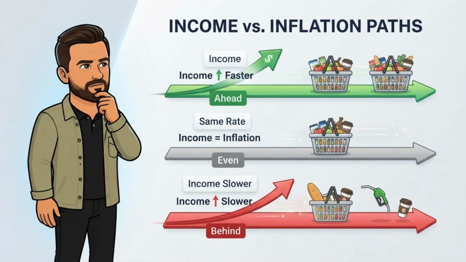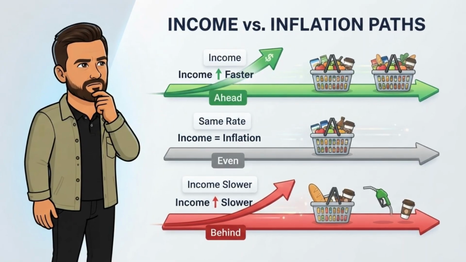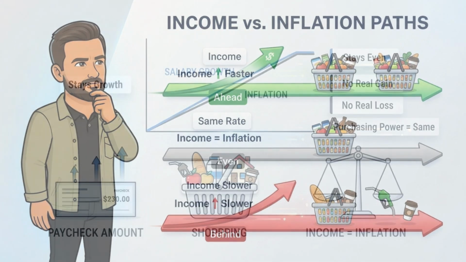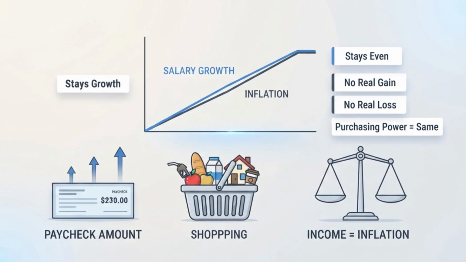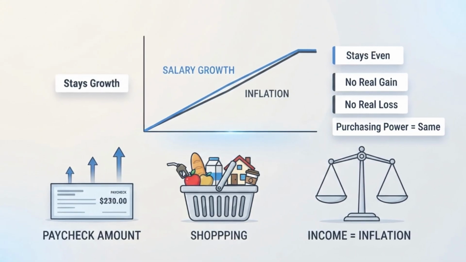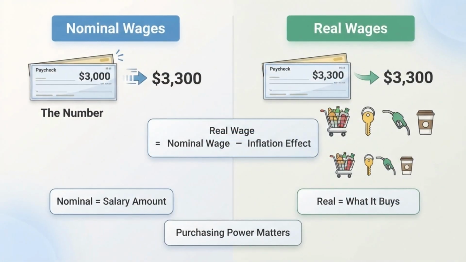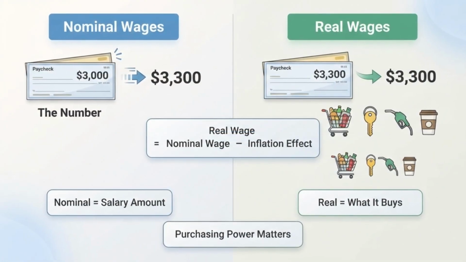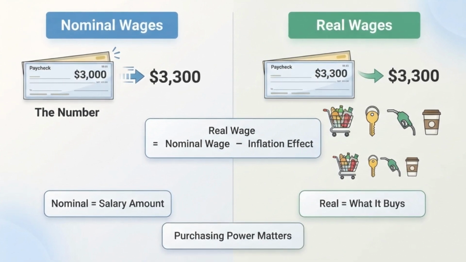Chris's situation depends entirely on one thing: whether his income grows faster than, slower than, or at the same rate as inflation. If his salary rises at the same rate as inflation, he stays even. No real gain, no real loss. This is why economists talk about real wages versus nominal wages. Nominal is the number. Real is what it actually buys.